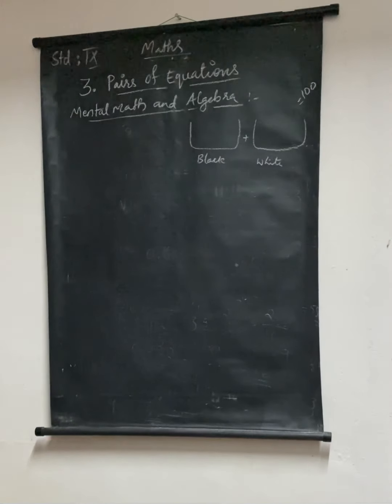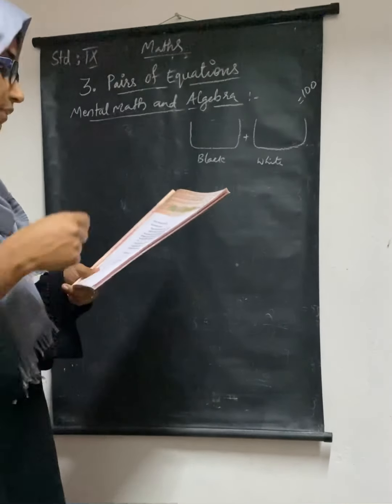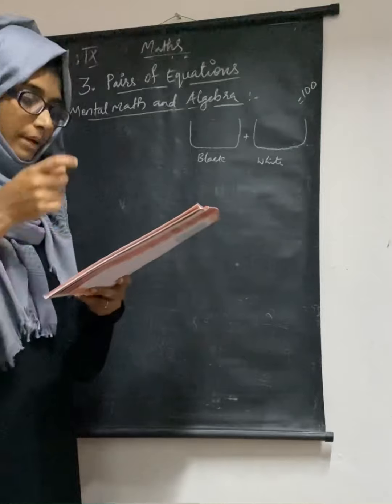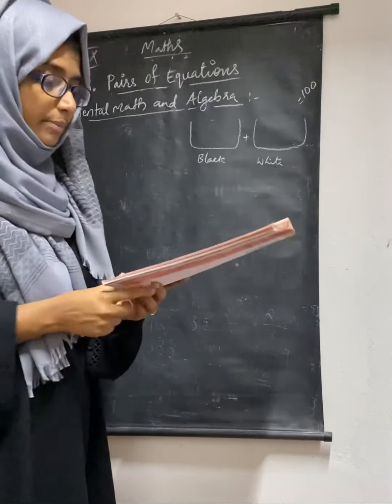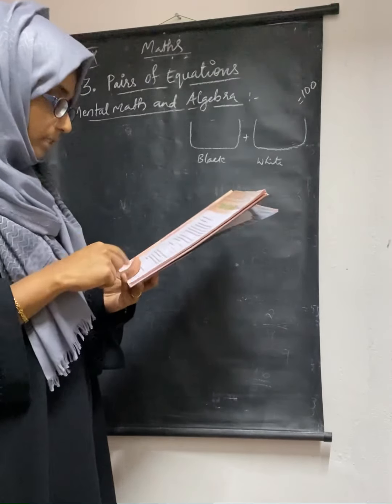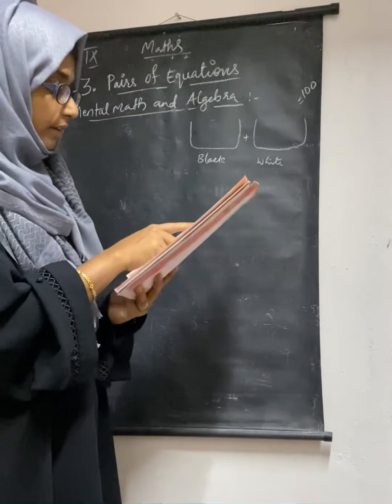Okay, next we will see one example from the textbook itself, under the heading Mental Math and Algebra. That means we can calculate in our mind or we can do it as algebra. So we'll see that problem, that is page number 33, the starting there.